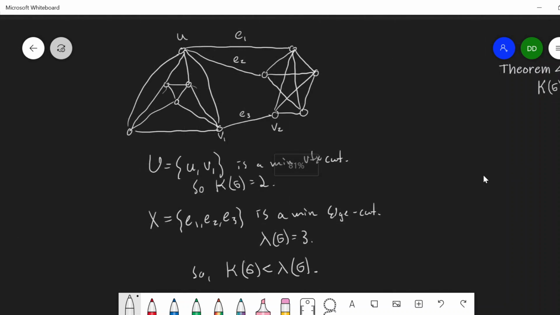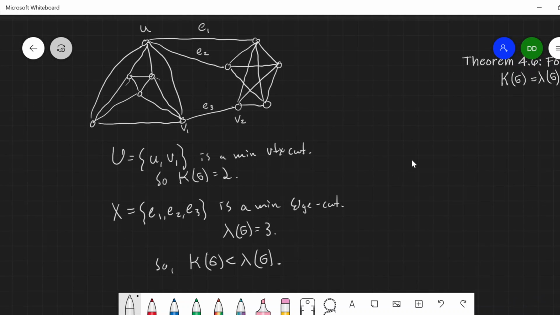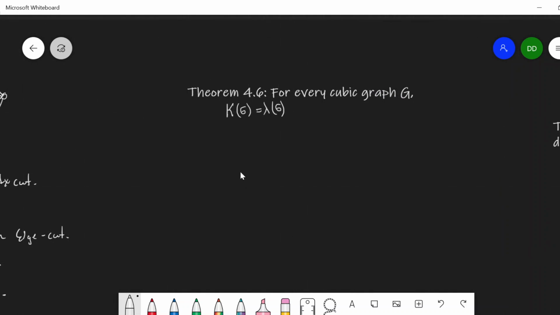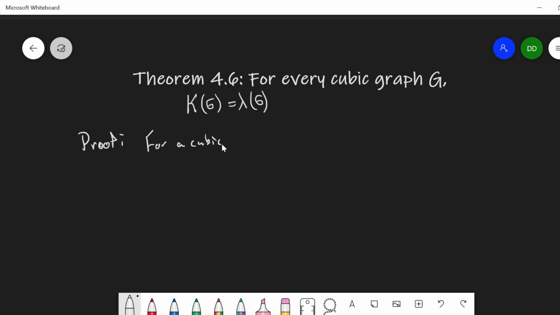So what Theorem 4.6 is establishing is that while the inequalities may be strict, for cubic graphs this is not the case. For cubic graphs, the vertex connectivity and edge connectivity are always the same as each other. So let's take a look at this proof. So let's deal with a fringe case for a cubic graph.